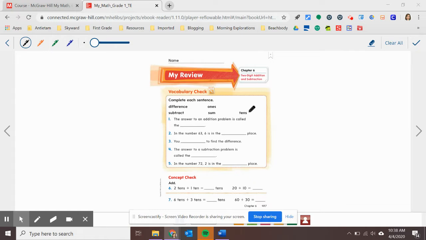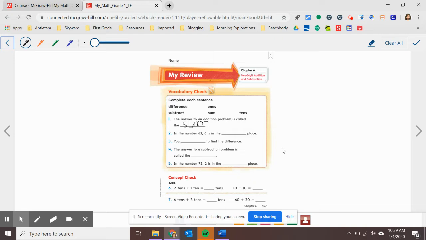Number 1 says the answer to an addition problem is called the what? What is the answer to an addition problem? The answer to an addition problem is called the sum. So go ahead and make sure you write that on your line. Your handwriting is going to be much neater than mine because you're using a pencil.